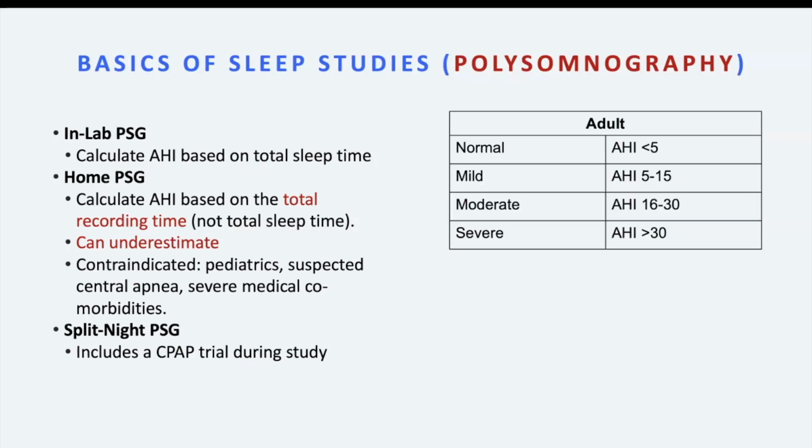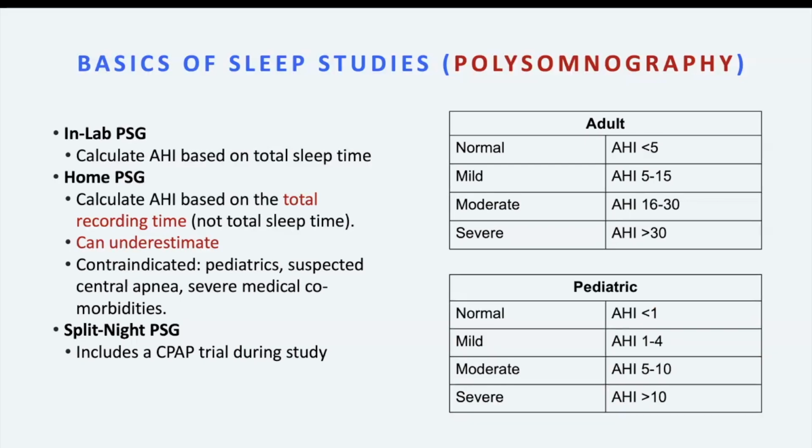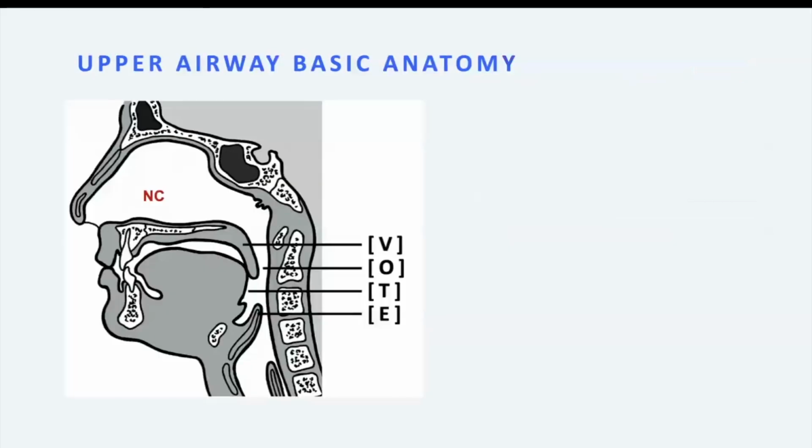Basics of differentiation in adults: normal AHI is less than 5, mild AHI 5 to 15, moderate 16 to 30, and severe greater than 30. For pediatric patients, it can be stratified on a slightly different scale. In pediatrics, normal is less than 1 AHI, mild is AHI 1 through 4, moderate is 5 to 10, and severe is AHI greater than 10.